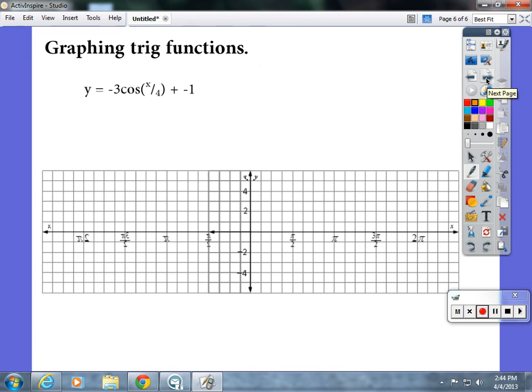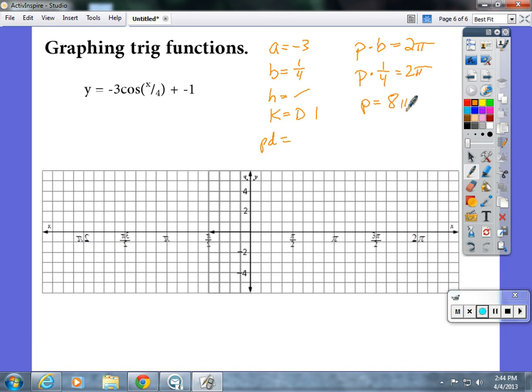Next, we have -3 cosine of x over 4 plus 1. Still begin the same way. a value is -3. b value is 1/4. h we do not have. k is down 1. Period we have to find. So p times b is 2 pi. So our period times the frequency of 1/4 equals 2 pi, which means our period is going to be 8 pi.